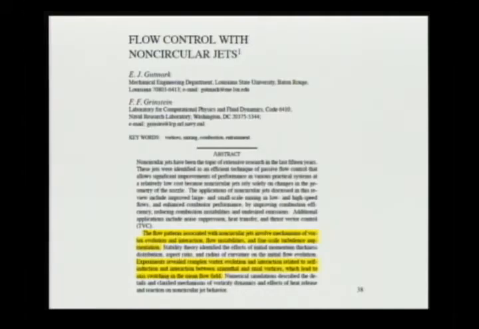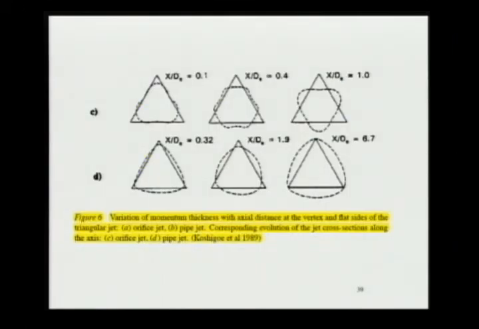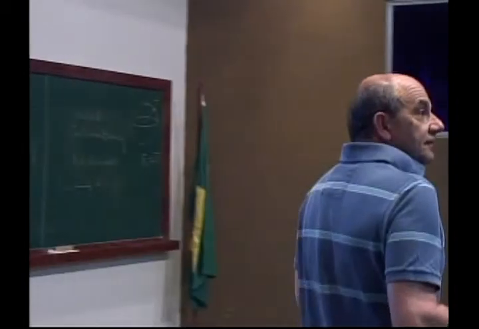And in here they say, experiments reveal a complex vortex evolution and interaction related to self-induction and interaction between azimuthal and axial vortices, which lead to axis switching in the mean flow field. And these are the pictures they put. Of course, it depends very much how you hit from the boundary. This is the picture I put. If you don't hit too strong, then nothing happens. You have to hit strong enough so as to really create a vortex.